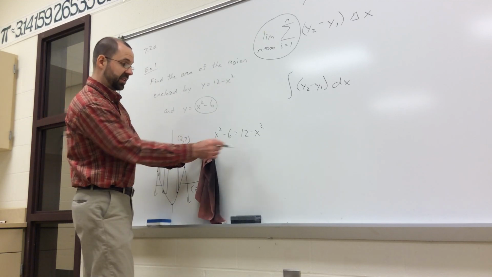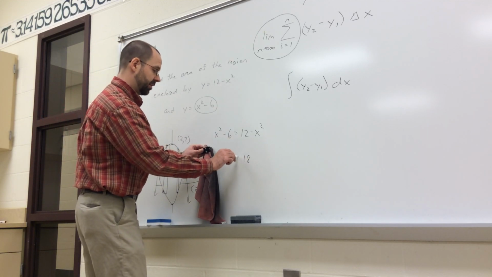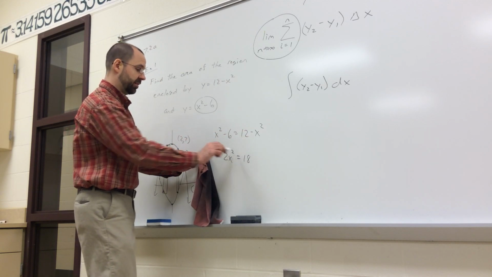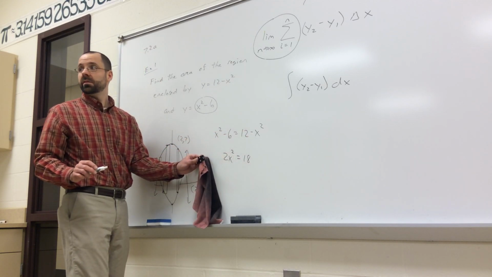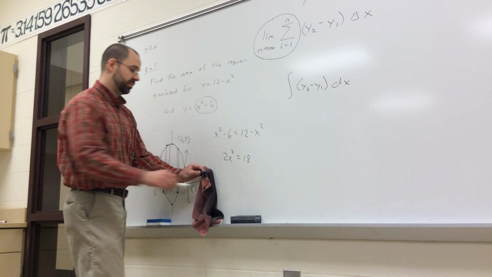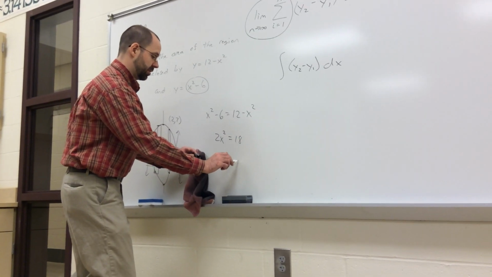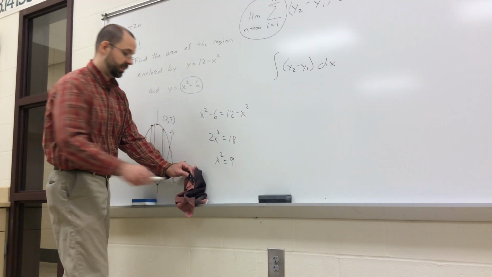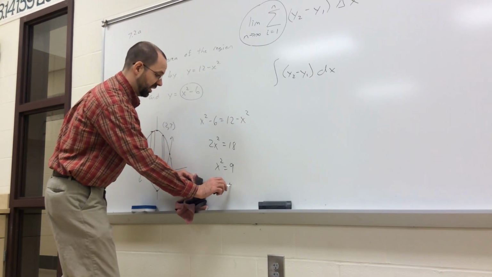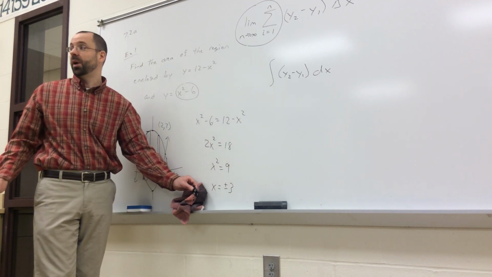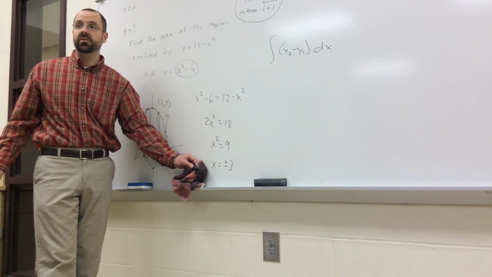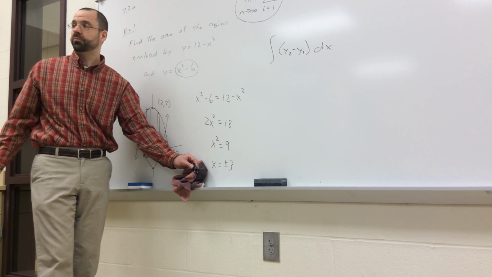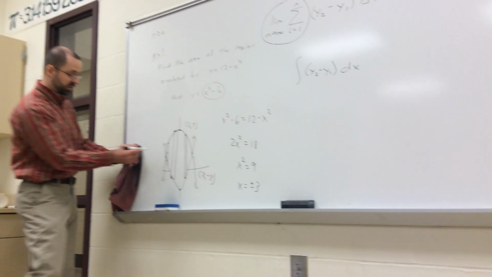Okay, so I'm going to add the 6 over, and that'll give me 18. And I'm going to add the x squared over, and that'll give me 2x squared. And then you divide by 2. And then you take the square root. Be careful, when you take the square root, you get two answers, right? Both positive and negative 3. Okay, so this point right here.